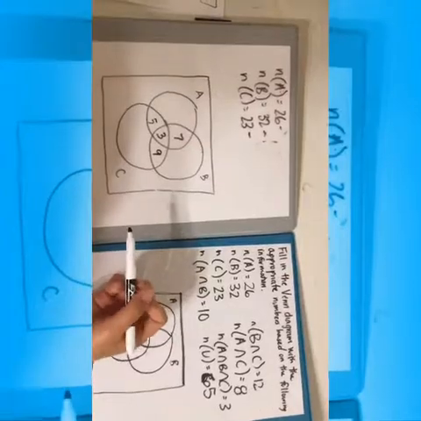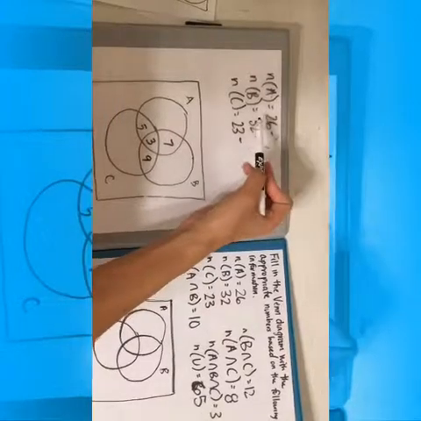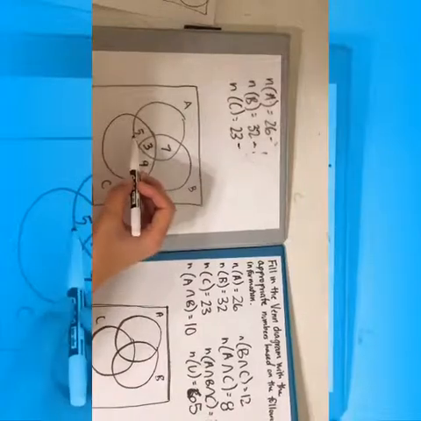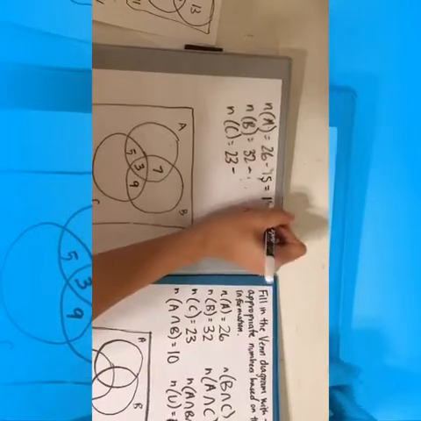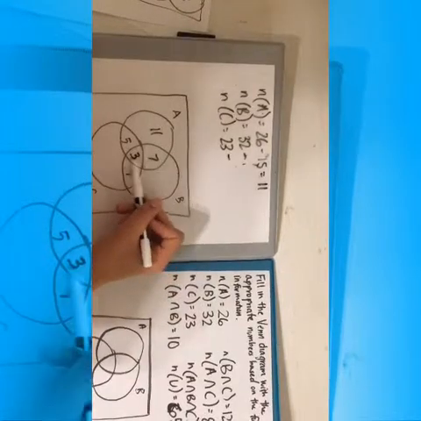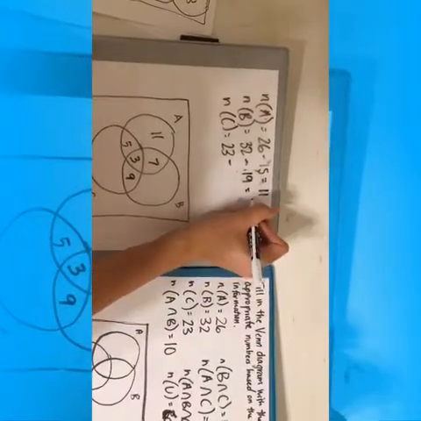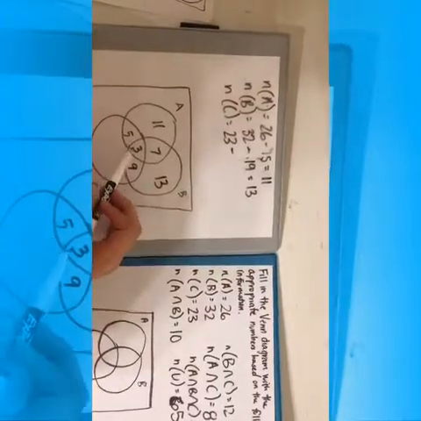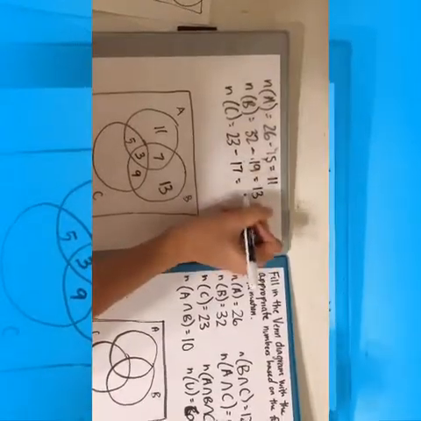Now for this portion of our problem, we are going to add up these numbers and subtract them from set A, set B, and set C. So for set A, we're going to add up 7, 3, and 5, which is 15, and 26 minus 15 equals 11, which goes here. And then we are going to add 7, 3, and 9, which equals 19, and 32 minus 19 is 13. And lastly, we're going to add 5, 3, and 9, which is 17. So 23 minus 17 equals 6.